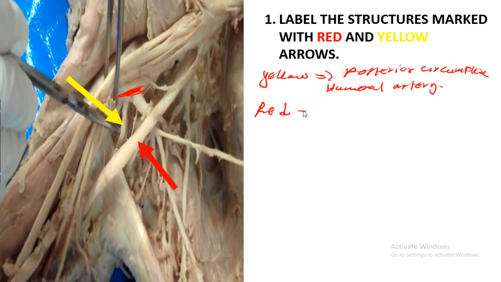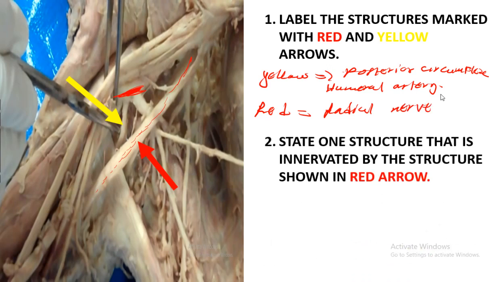So the next one is the red guy. The red guy is coming from the posterior cord of the brachial plexus, and do not confuse it with the ulnar nerve. So this red guy is just the radial nerve. Then the question is, state one structure that is innervated by the structure shown in a red arrow.